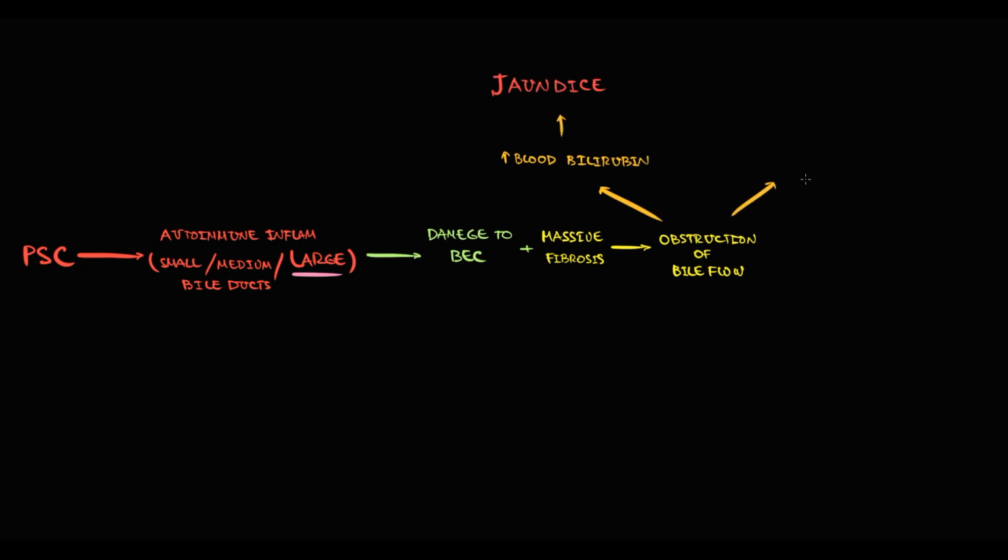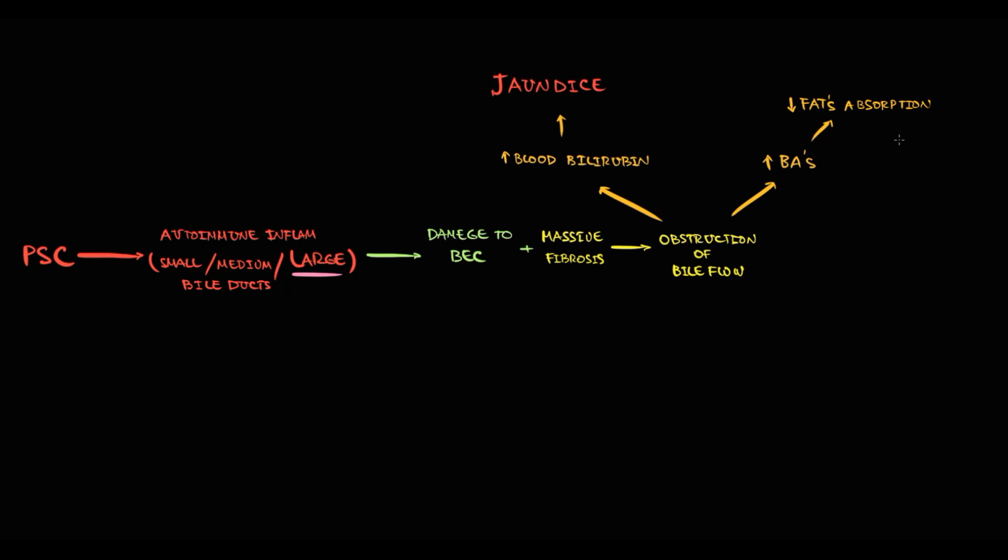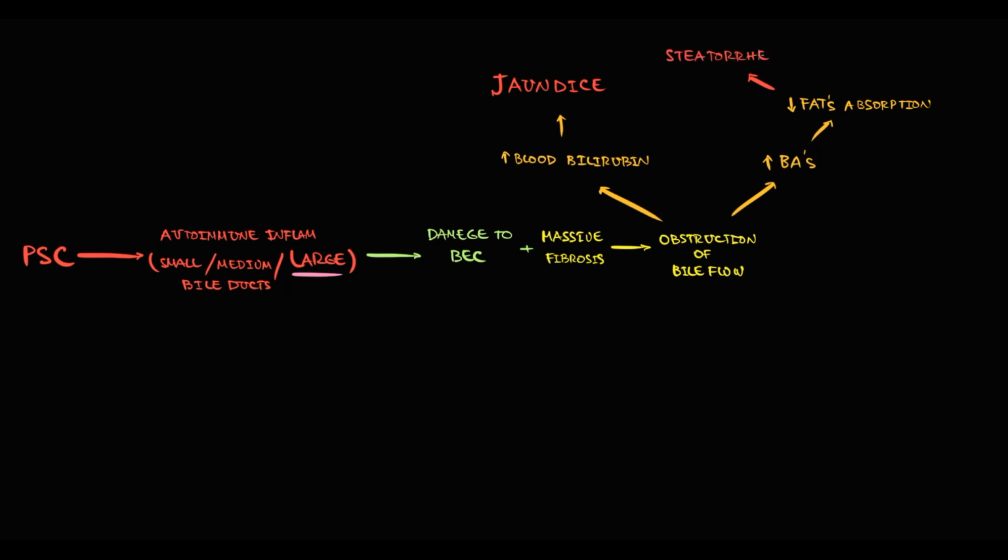Also, with bile flow obturation, the outflow of bile acids decreases, while the level of bile acids in the blood will increase. With decrease in outflow of bile acids, the amount of bile acids in the intestine decreases, which will affect fat absorption. With decrease in fat absorption, steatorrhea develops, and also without bile acids we cannot absorb fat-soluble vitamins, such as vitamin D. As a result, patient has increased risk of osteoporosis.